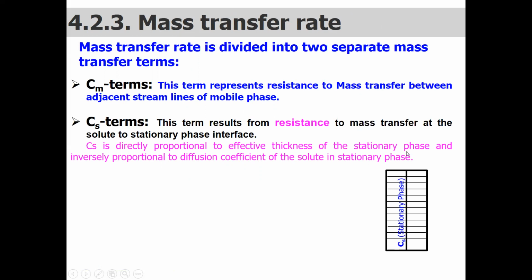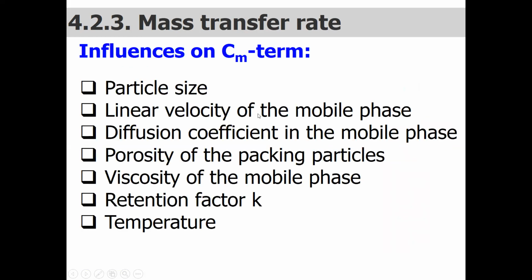Now, as you can see, if we consider a column, we can divide this mass transfer into two terms, the Cs term and the Cm term. The Cs term is in the stationary phase while the Cm term is in the mobile phase. Now a stronger interaction can affect the mass transfer rate, while a weaker interaction between these two phases can have a different effect on the mass transfer rate.